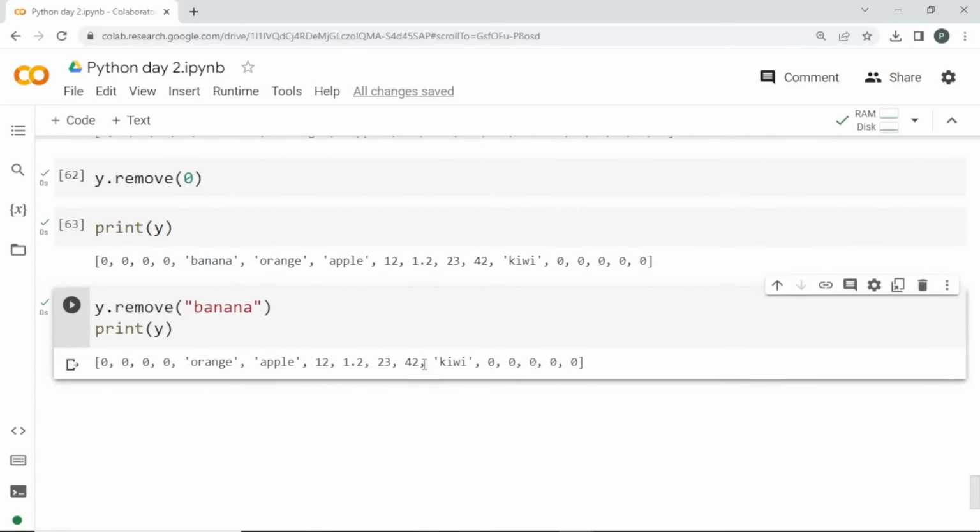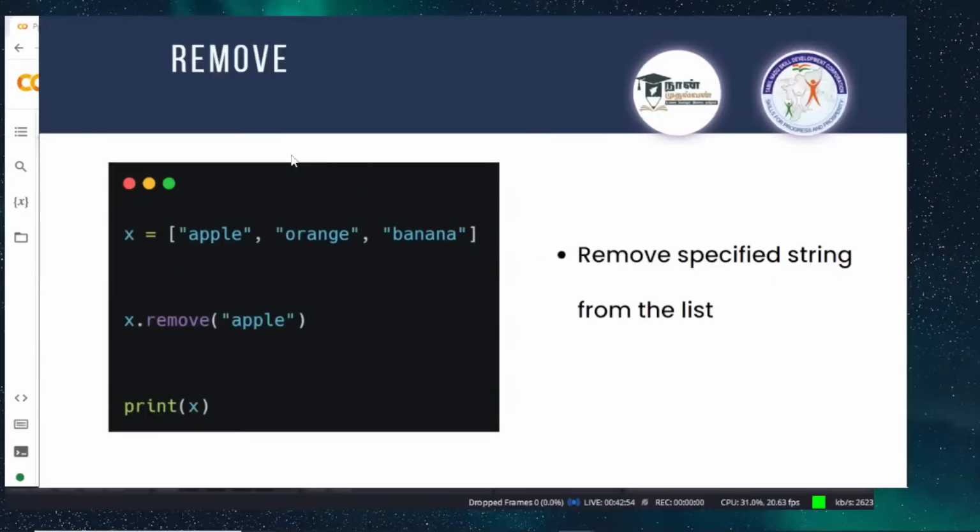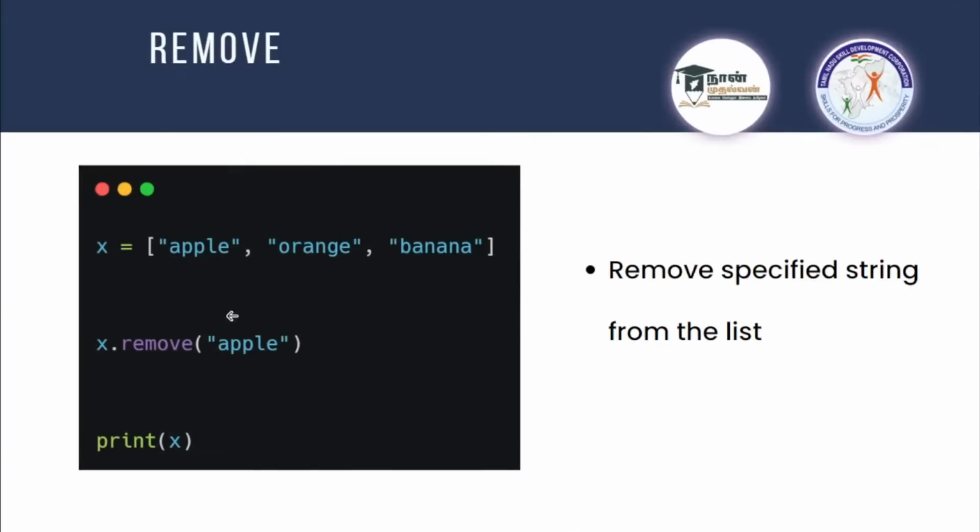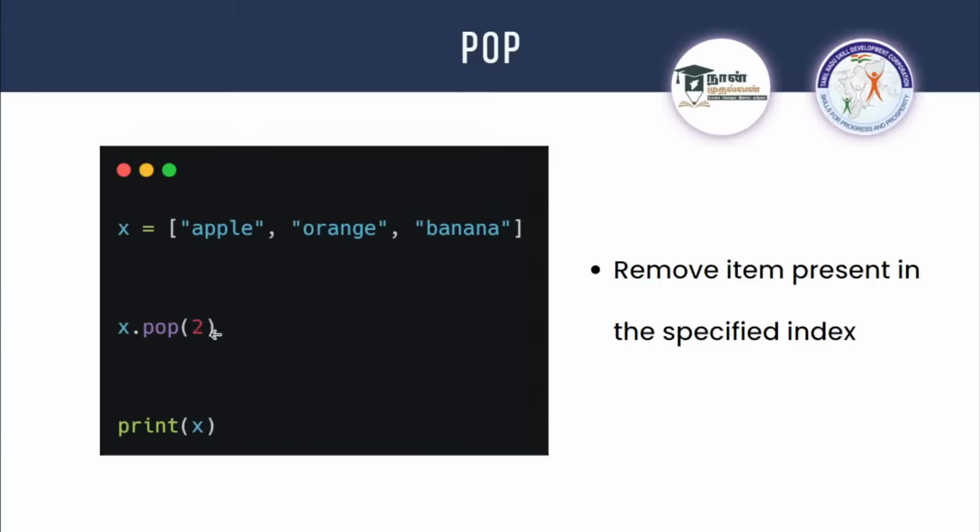So when you use remove, you have to mention the exact element which you are going to remove. But what if you want to use the index number to remove? If you want to do that, you can call this dot pop. This pop will take the element, it will find the index number and it will take that. This banana is in the index number 2, right? So it will take that element.